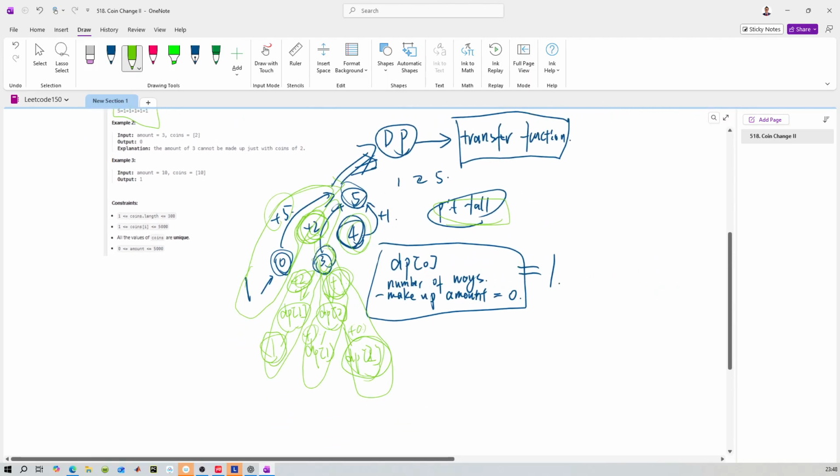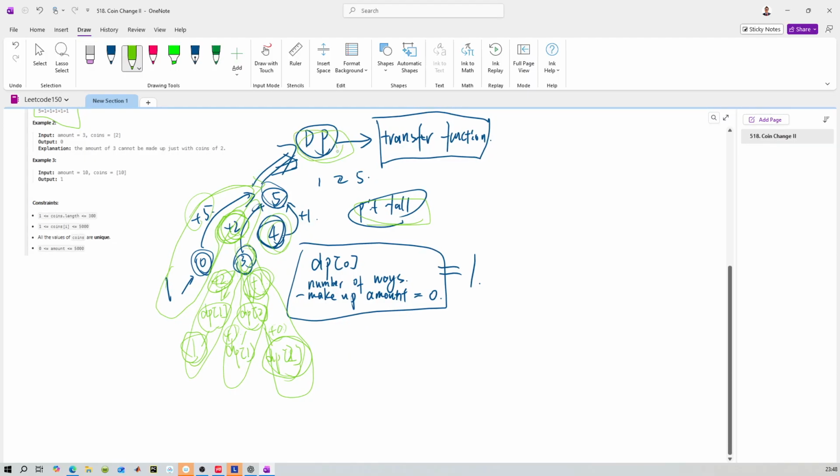But we are good in a sense. We realize this problem is a DP problem. To solve number 5, we need to solve number 3, and we need to solve number 0, etc.